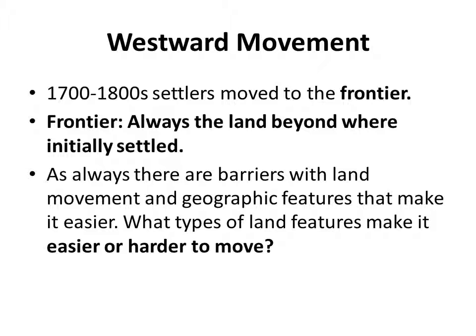As always, there are barriers with land movement, and geographic features that make land movement easier. So the main effect that geography has had on Western movement is in shaping the routes that people have taken to go west, but also shaping how easy or hard it is. So think about it this way. First, think about the question: what types of land features make it easier or harder to move?